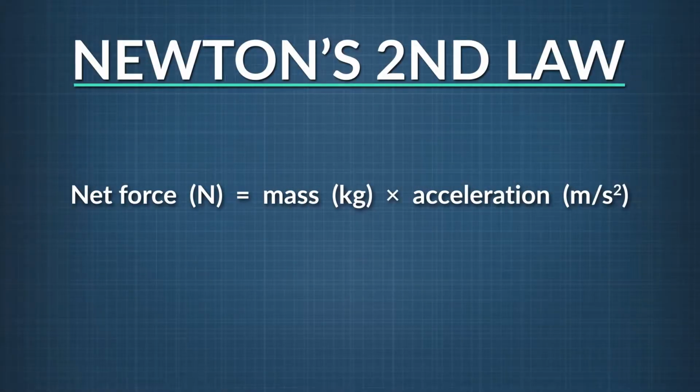So do you remember Newton's second law? Objects will accelerate in the direction of the net force acting on the object. So net force equals mass times acceleration. Forces are measured in newtons, mass measured in kilograms, and acceleration is meters per second squared. With that in mind, let's figure out this problem. And remember to use significant figures.